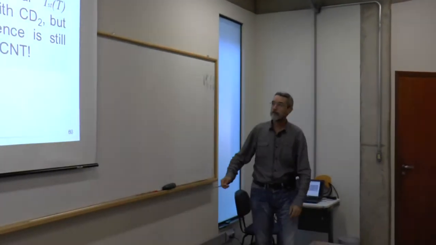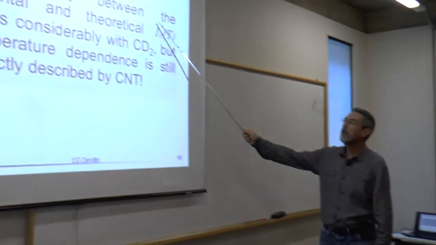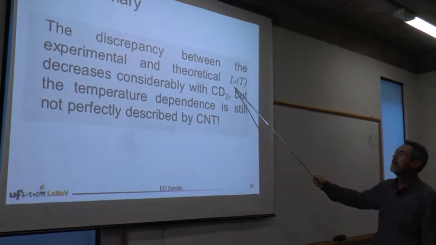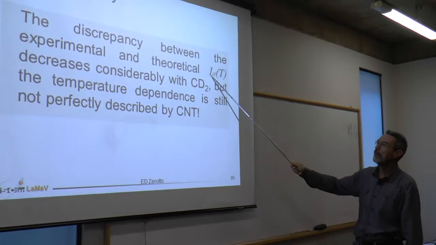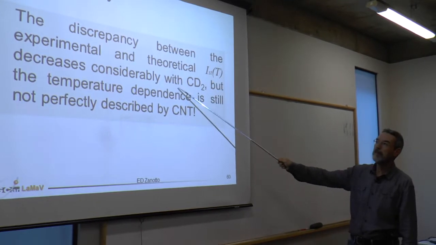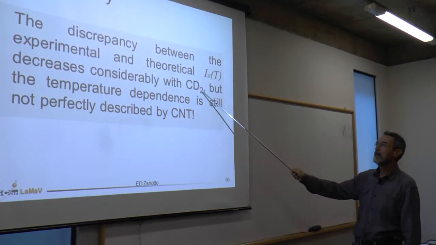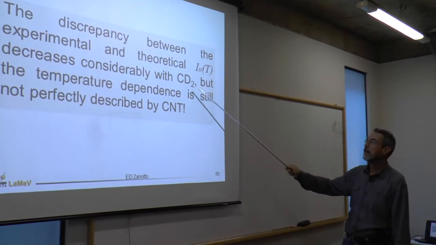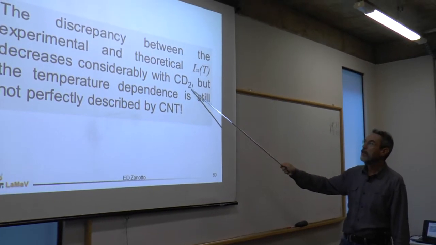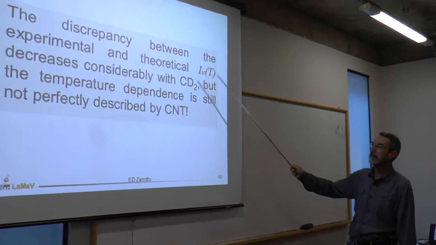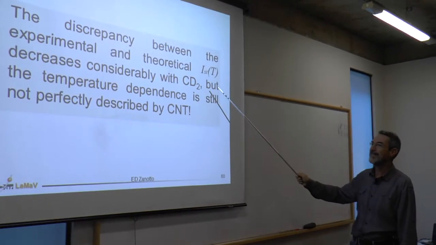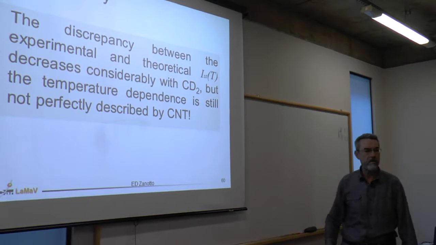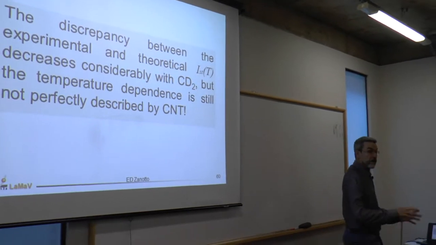Summary. Discrepancy between experimental and theoretical values of the steady state nucleation rate decreases considerably with curvature-dependent or size-dependent nucleation theory with 2 adjustable parameters. But the temperature dependence is still not perfectly described. That's the state of the art.